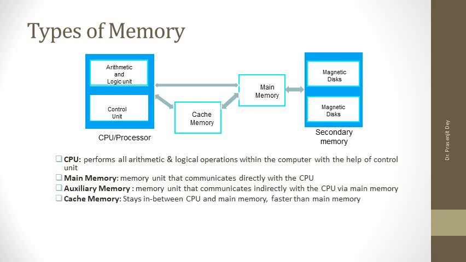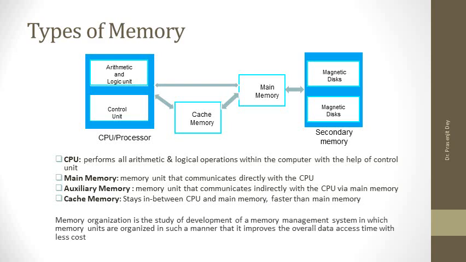And the fourth component, cache memory, is a smaller memory. It stays between the main memory and the CPU, and it is always faster than the main memory. And that is why if the same component stays both in the main memory and the cache memory, it is always better to access the data from the cache memory, because cache access time is always less.